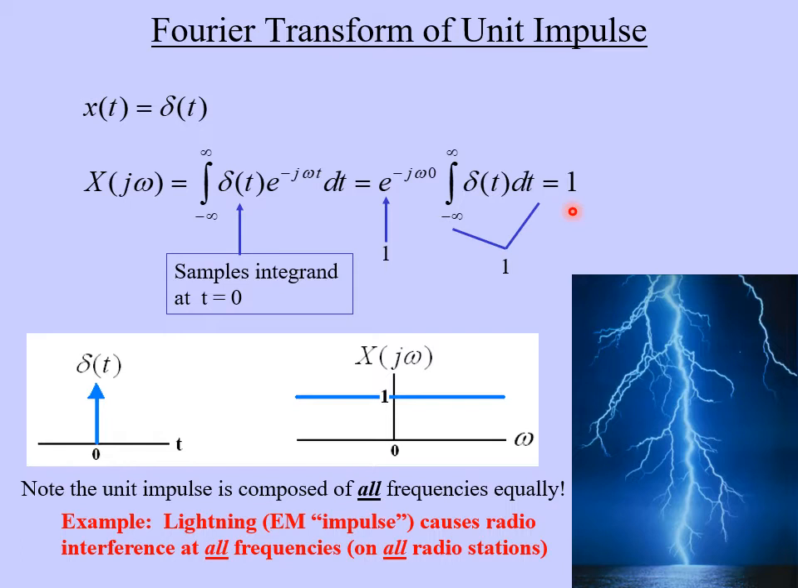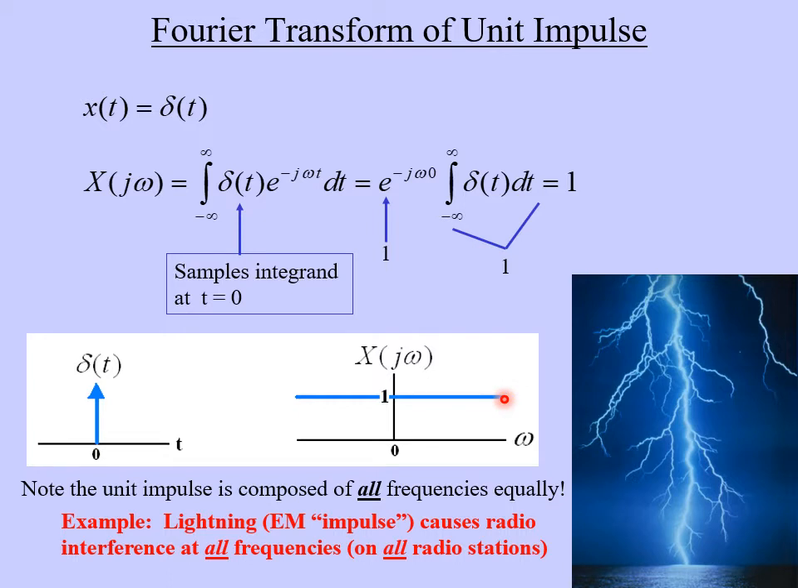So what does this mean? Well, in time, remember what the delta function is. It's a spike, right? It's an infinitely tall function that's infinitely narrow. And in this case, it shows up right at time 0. The transform of this is a constant value of 1 for all frequencies. So the unit impulse, in other words, is composed of all frequencies equally. This is the frequency spectrum of an impulse.